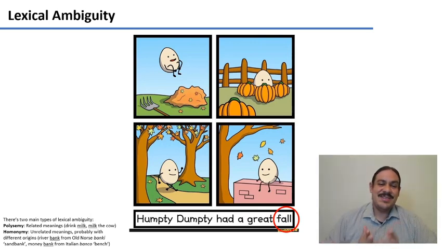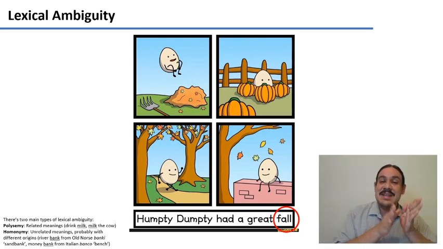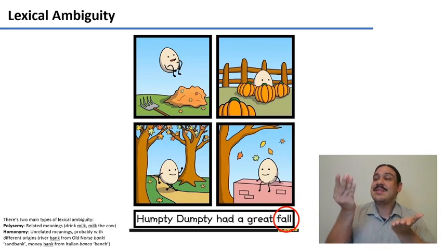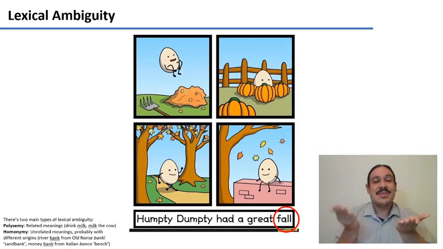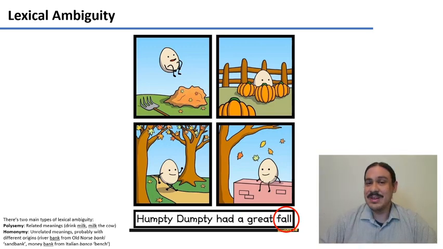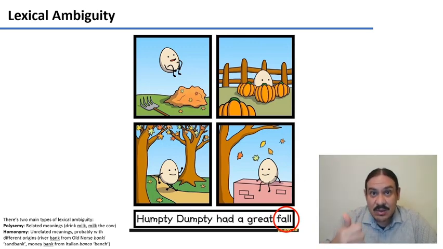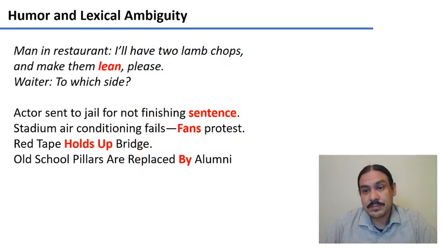And of course, here the humor depends on breaking our expectations. Whenever we hear "Humpty Dumpty had a great fall," we are assuming that it means the one where the egg comes crashing down. However, here we are presented with the unexpected meaning, the one associated to autumn, which is why this could bring a smile to your face. When you have a sentence that can be interpreted in two ways, because a word has two meanings, we're going to call that lexical ambiguity.